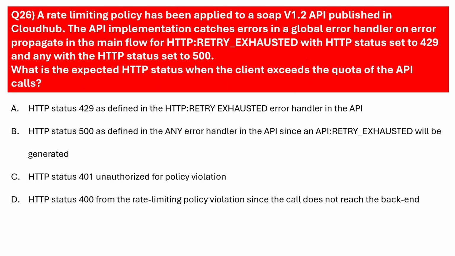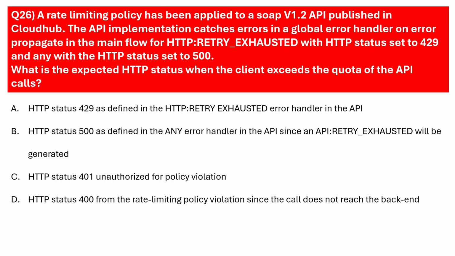Q26. A rate limiting policy has been applied to a SOAP version 1.2 API published in CloudHub. The API implementation catches errors in the global error handler on-error-propagate in the main flow for HTTP:RETRY_EXHAUSTED with HTTP status set to 429 and ANY with the HTTP status set to 500. What is the expected HTTP status when the client exceeds the quota of the API calls?